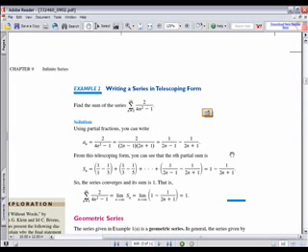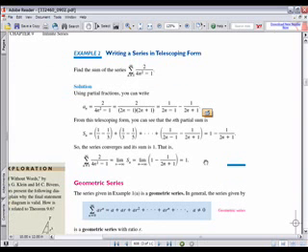So this is your nth partial sum. So then as n goes to infinity, this piece will go away, and you're just left with 1. And so this series converges, and it converges to 1.